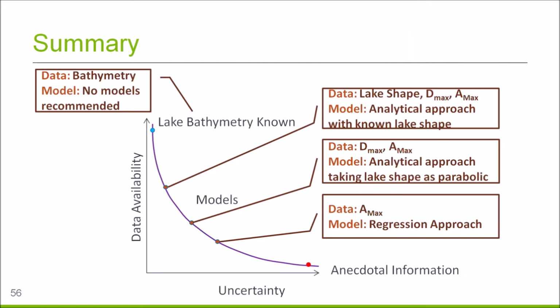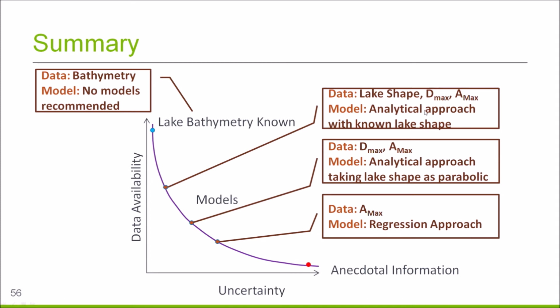Now, if I come back to the very first schematic diagram I showed, a relationship between data availability and uncertainty. This is where you should not use any of these models, where you have lake bathymetry available. You should not use any model at all. When you do have some information available, you may use this. For example, if you have information on lake shape and maximum depth and maximum area, you should use the analytic approach that we showed.